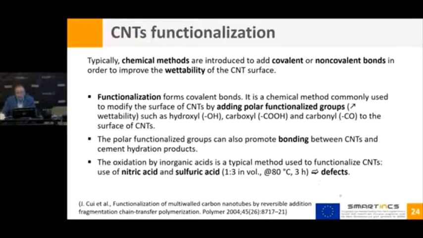And of course it's quite a drastic treatment, because it creates not only COOH groups on the side of the carbon nanotubes, but these nanotubes are also damaged. In some parts of the tubes some carbon atoms will be removed, and so there will be some holes along the sides of the carbon nanotube. But this is a classical functionalization treatment that can be done on carbon nanotubes.